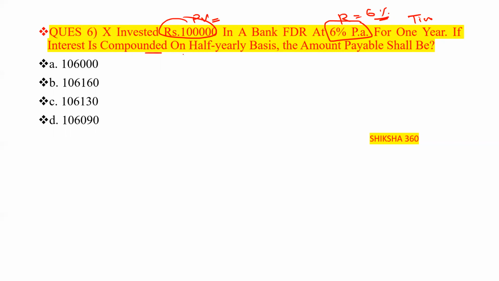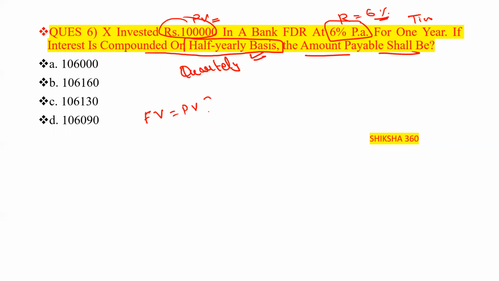If the interest is compounded on half yearly basis. Clear? Earlier we discussed the quarterly basis. Here they are asking on the half yearly basis, then the amount will be. The future value is equal to present value into 1 plus r power n. Present value here is 1 lakh. R here is equal to 1 plus 6 upon 100 into 1 by 2. N here is equal to 2.